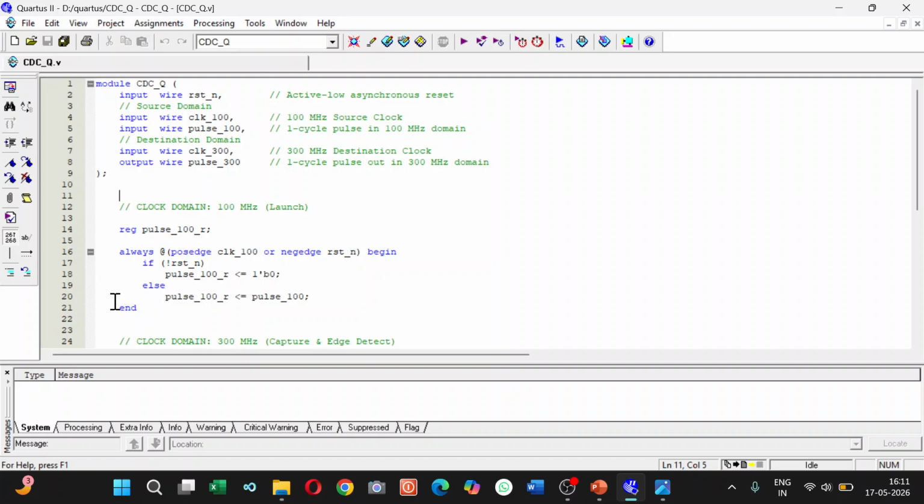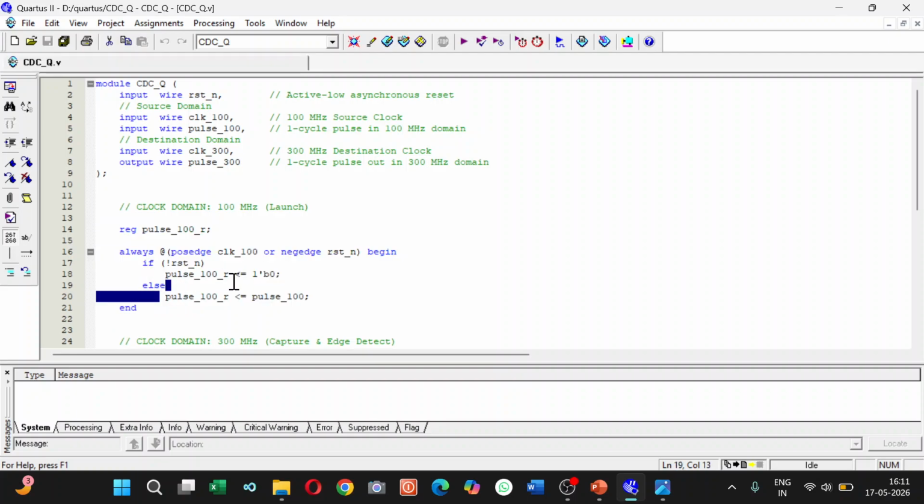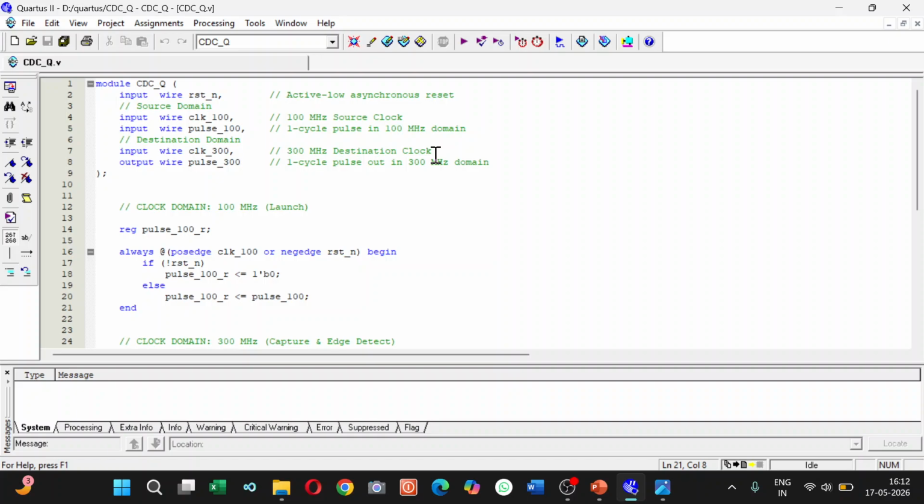And here is the first domain, meaning the launch domain code. For the launch domain, we define that when the reset is low, and when the reset is high, the one-cycle pulse in the 100 megahertz clock domain will be as it is. So this is all about the code.